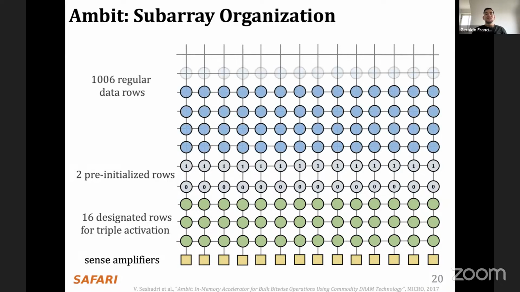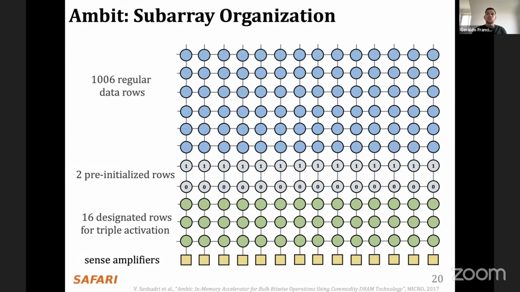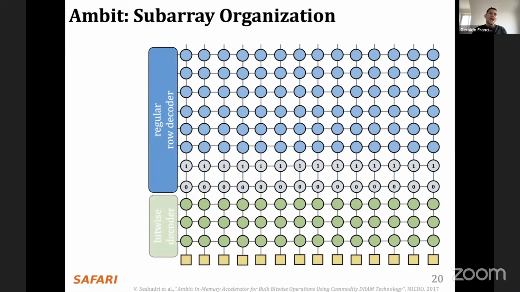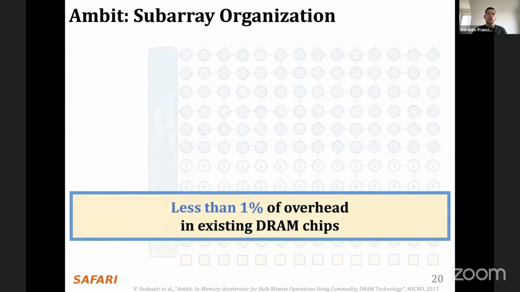Third, Ambit uses the remaining DRAM rows as regular rows, which store users' data. We call this group the data group. Ambit requires only minimal modifications to the DRAM subarray, namely a regular row decoder that can activate rows in the data group and in the control group, and a small row decoder that can address the bitwise group. The special row decoder can simultaneously activate 3 rows using a single address, which performs a majority operation between the 3 activated rows. Ambit imposes less than 1% area overhead on top of existing DRAM chips.